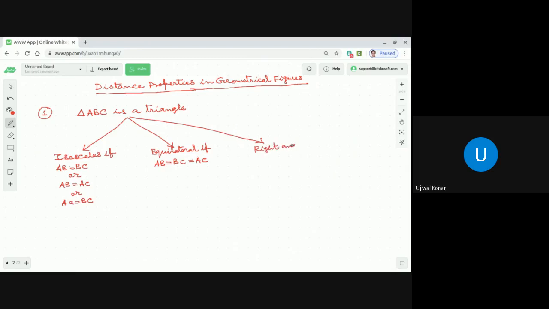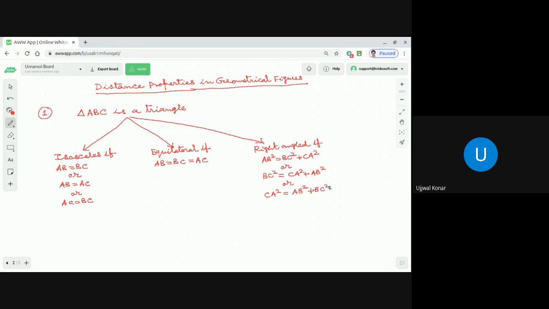Right angled, if any of these following two are going to hold true, AB square is equal to BC square plus CA square, or BC square is equal to CA square plus AB square, or CA square is equal to AB square plus BC square. Any out of these three.